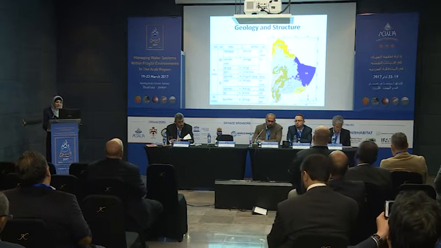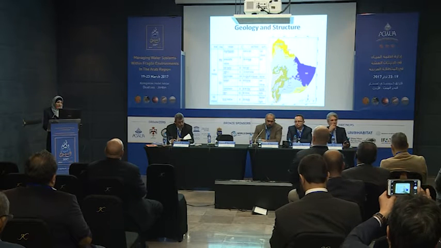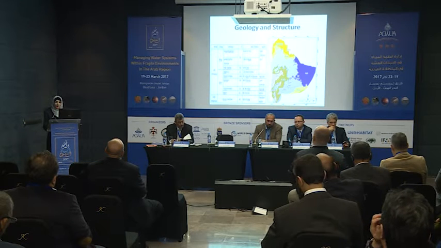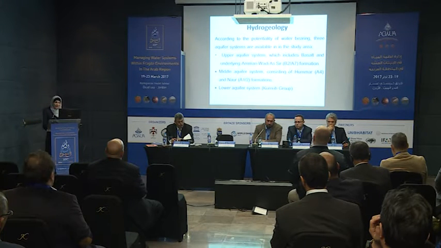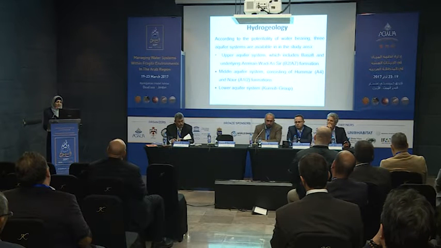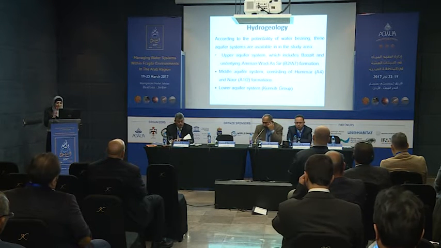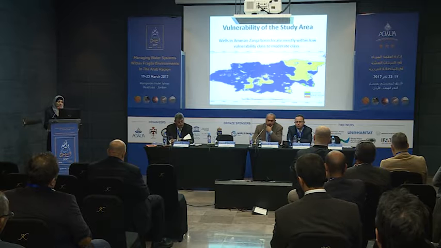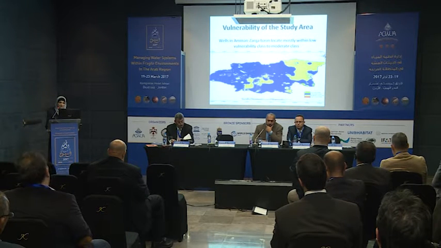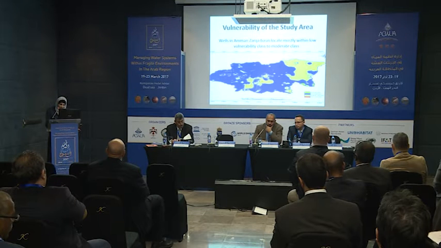This is the geology and the structure of the study area. You can observe here that we have different aquifers, but the main aquifer is B2A7, which is an unconfined aquifer and subjected to contamination. According to our study, we have in the study area 3 types of aquifer. The upper aquifer is B2A7, the middle aquifers are A4 and A1/2 formations, and the lower aquifer is Kurnub aquifer. According to vulnerability of the study area, it was noticed that the area is within low to moderate class subjected to contamination.